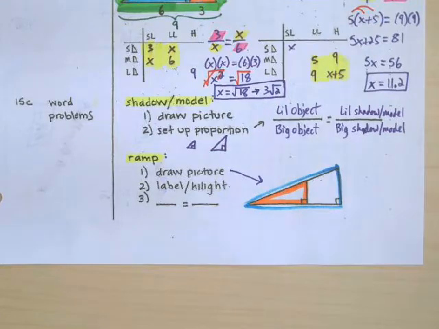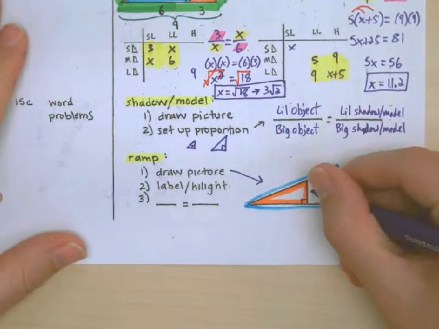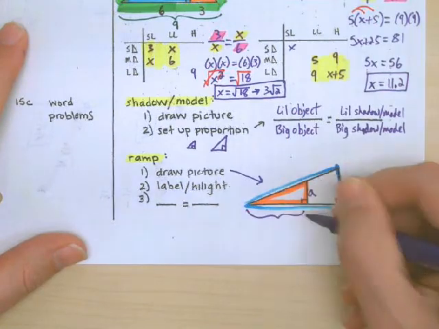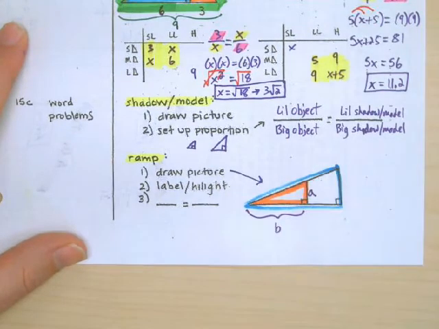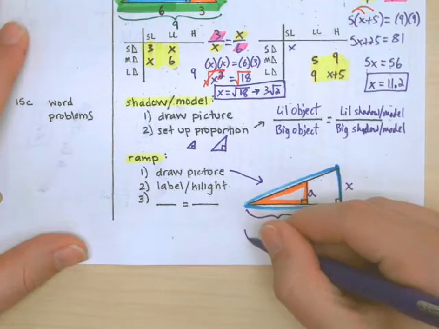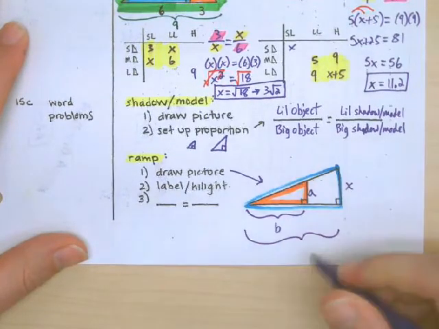The second step is to label or highlight. I'm going to label some parts of these triangles using some variables. So I'm going to label this part of the orange triangle with A, and I'm going to label that part of the orange triangle with B. I'm going to label this part of the blue triangle with X, and I'm going to label this part of the blue triangle with Y.